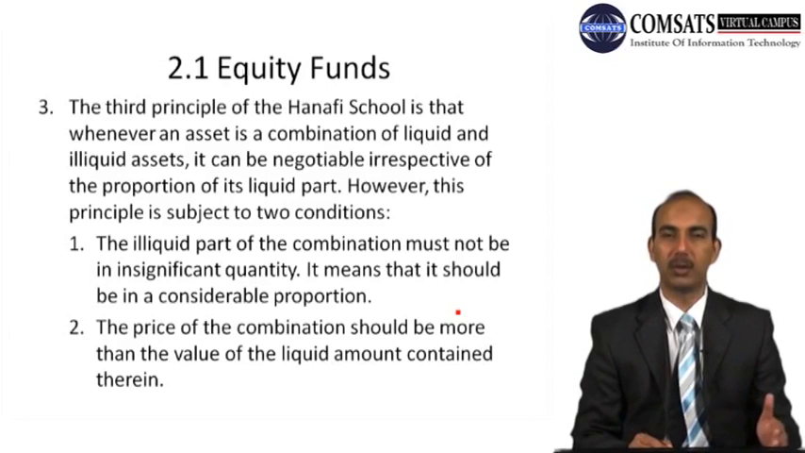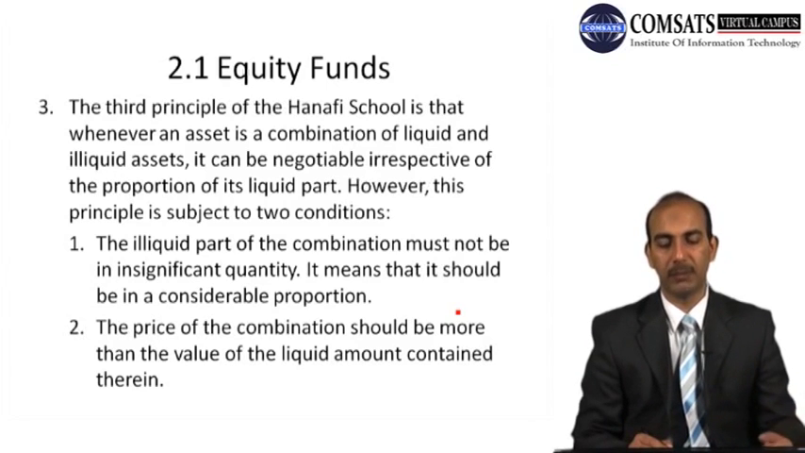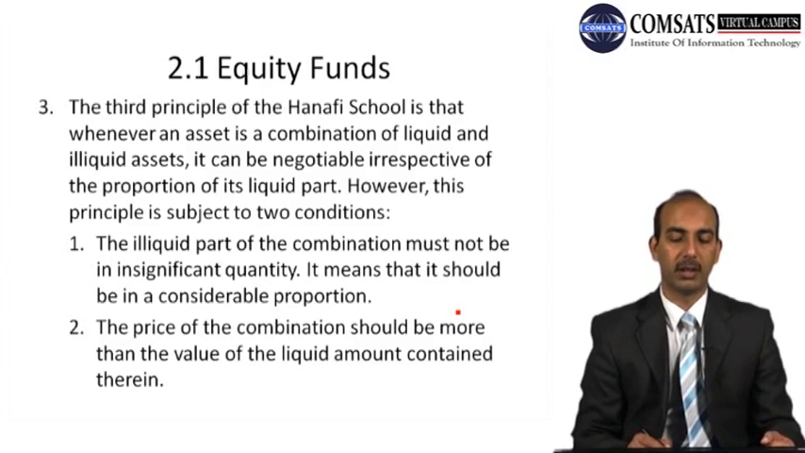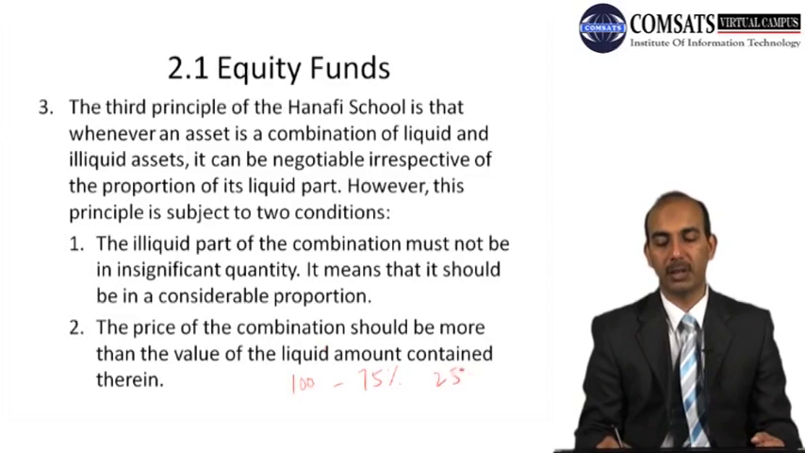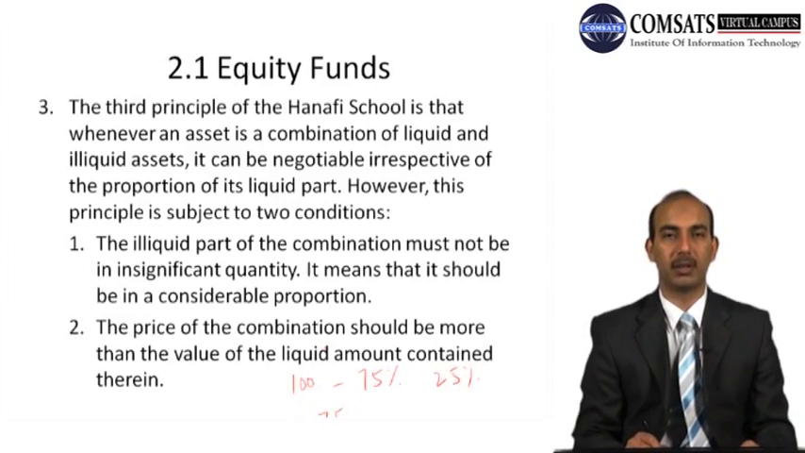The illiquid part should be some significant quantity. It means that it should be in a considerable proportion, and then the price of the combination should be more than the value of the liquid amount contained therein. So suppose the share price is $100 and there are 75% liquid and 25% illiquid assets. So the share price should be more than $75.